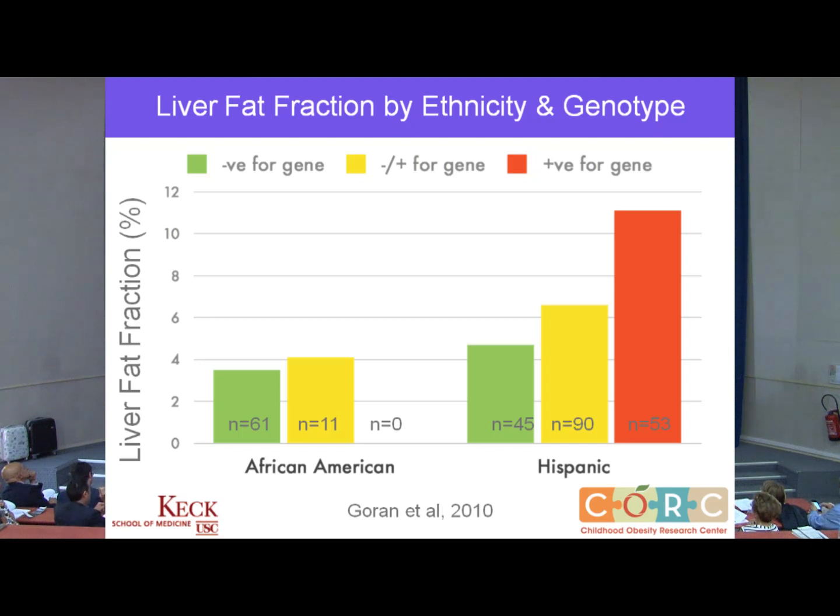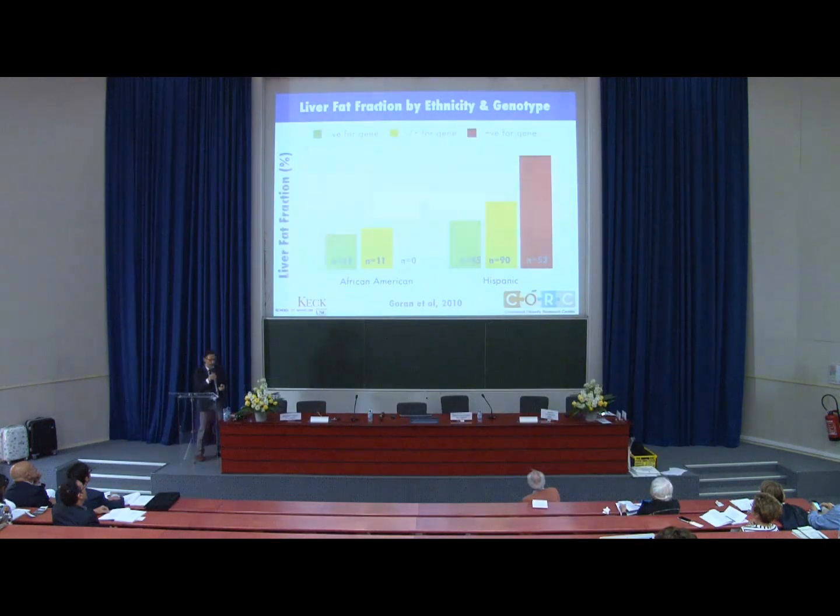You can see here Hispanics with the CC allele, the CG, and the GG. Almost 25% of the children were homozygous for this mutation, and as you can see, had more than a twofold higher fatty liver. Generally, the clinical cut point for fatty liver is about 5% fat in the liver. You can see African Americans were below that. No African American had the GG allele, and Hispanics with that were very high for fatty liver.